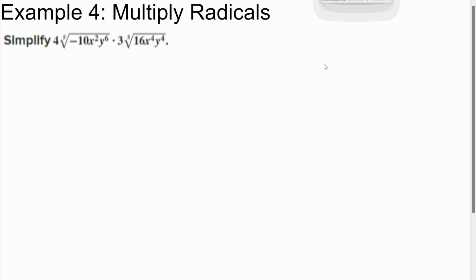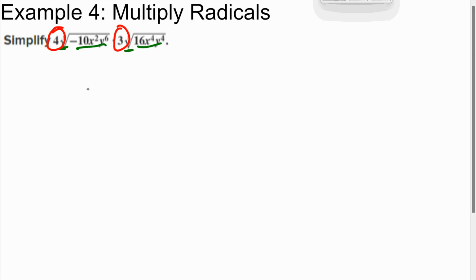Alright, here we're multiplying radicals. We can only multiply radicals when they're the same type of root. They just have to be both fifth roots, which they are. So that means we can multiply inside times inside and then outside times outside.